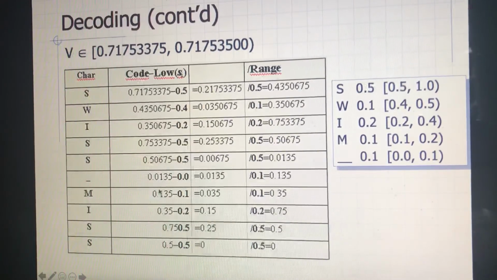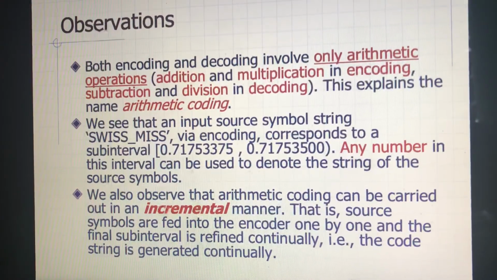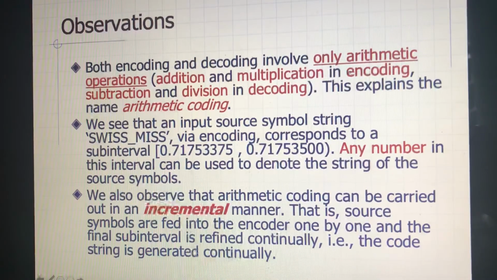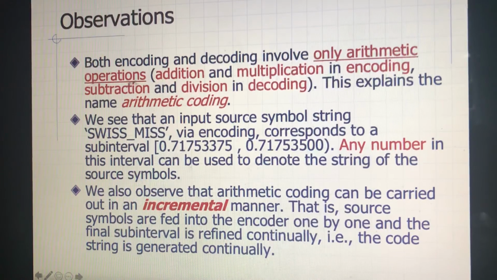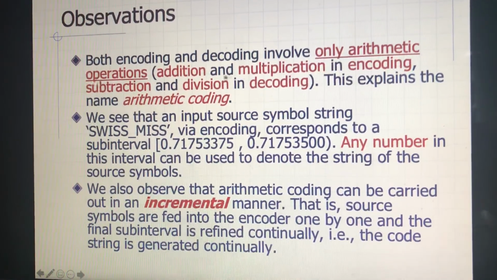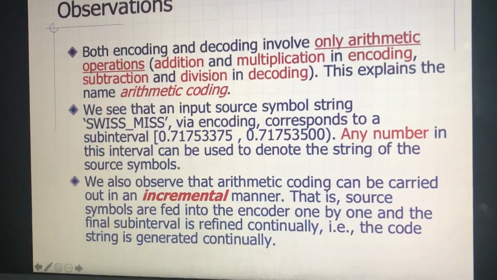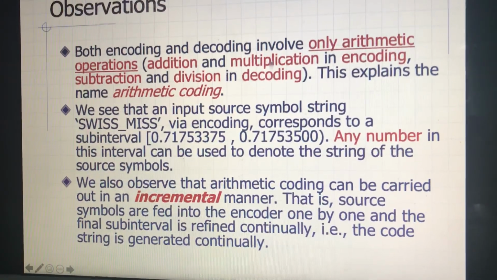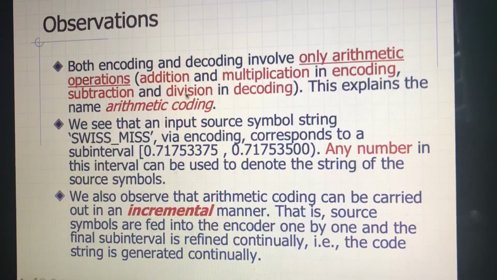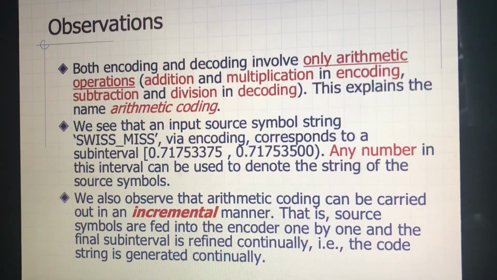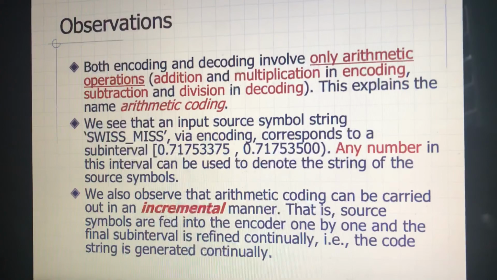Okay, so as a conclusion, what is arithmetic coding actually, from the observation? Arithmetic coding involves arithmetic operations. What are arithmetic operations? They involve addition, multiplication, subtraction, and division. That means when you encode, you will involve addition and multiplication, while when you decode, you will involve subtraction and division. So that's how the name arithmetic coding came about. Okay, so that's all.